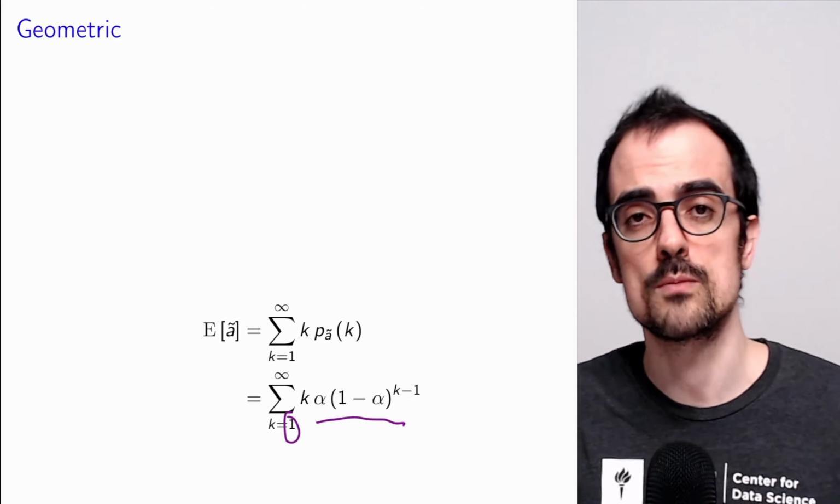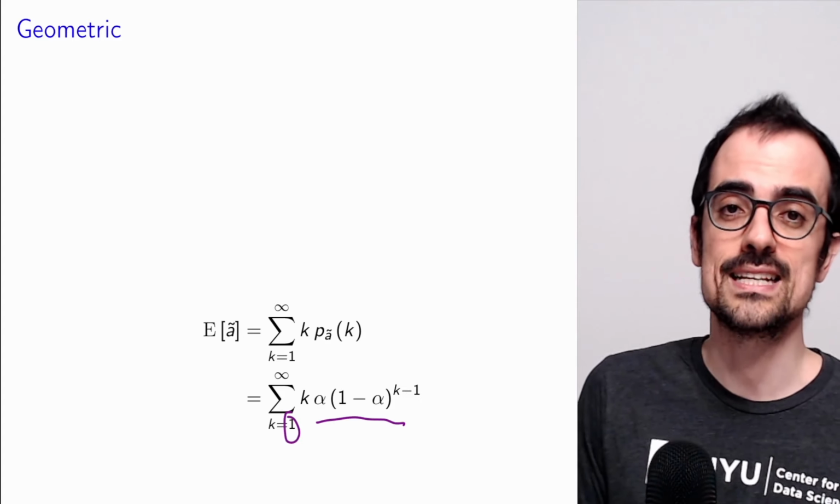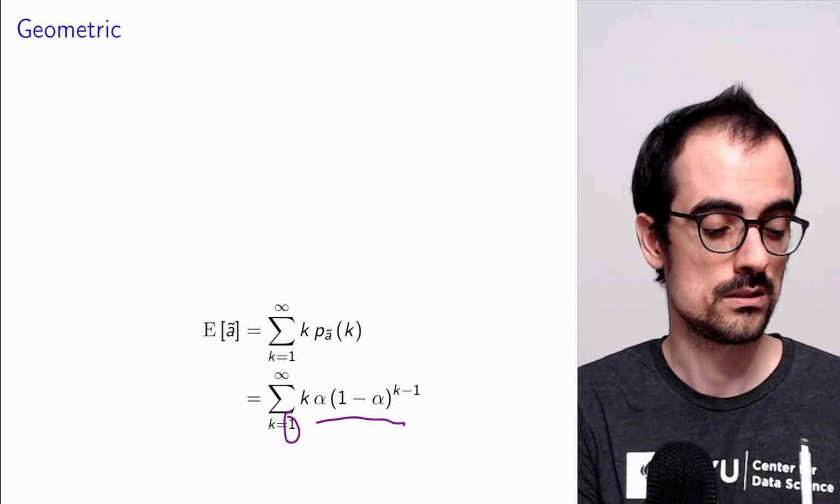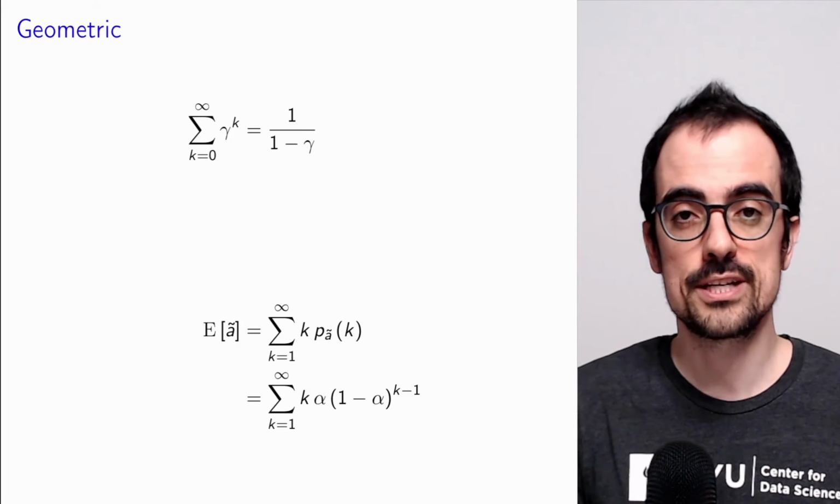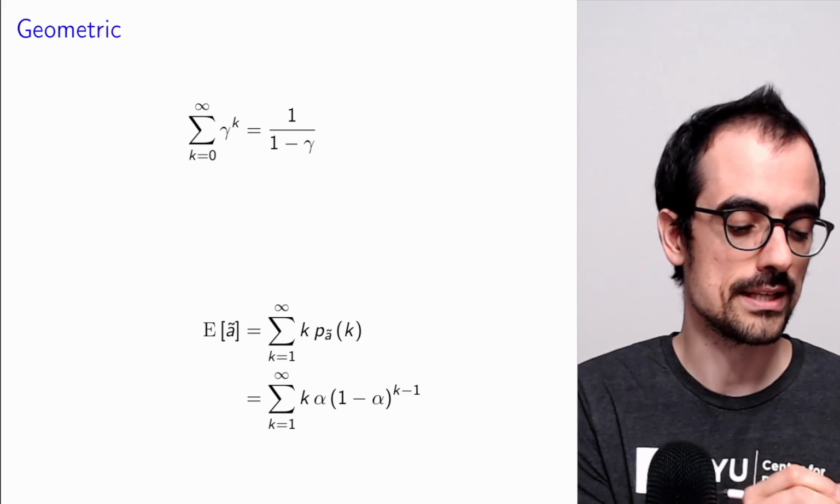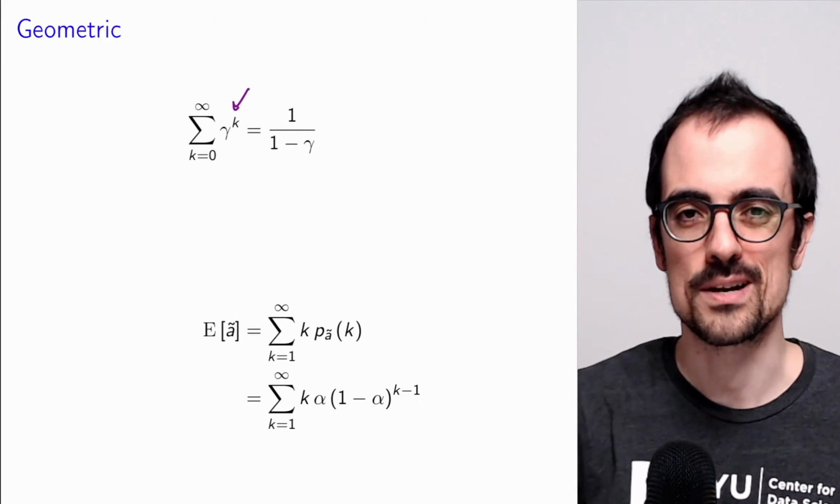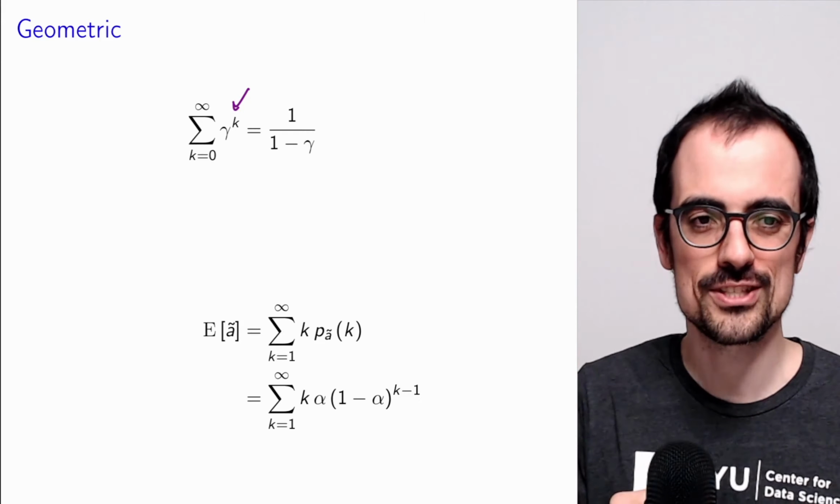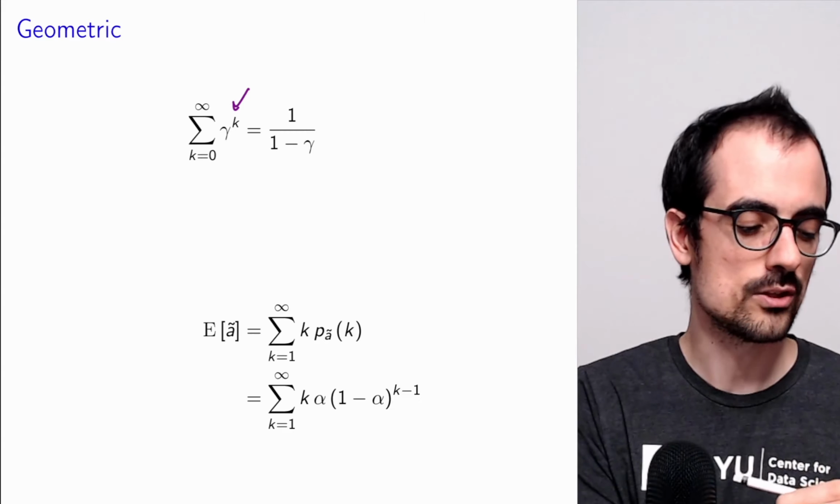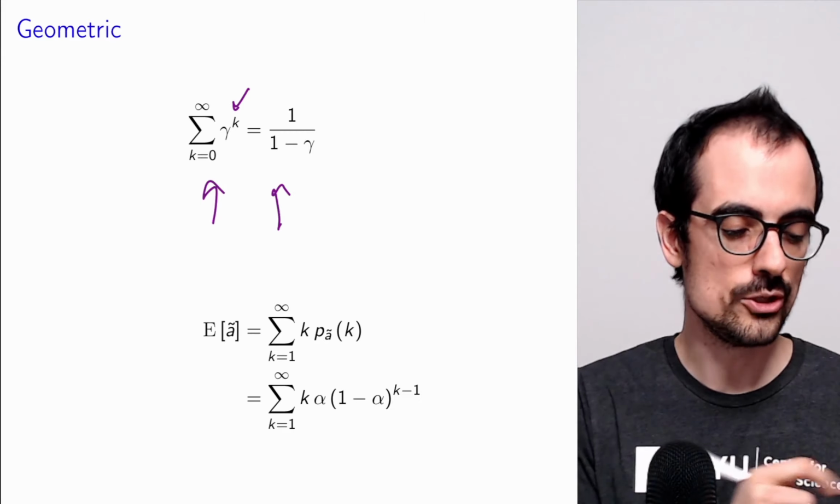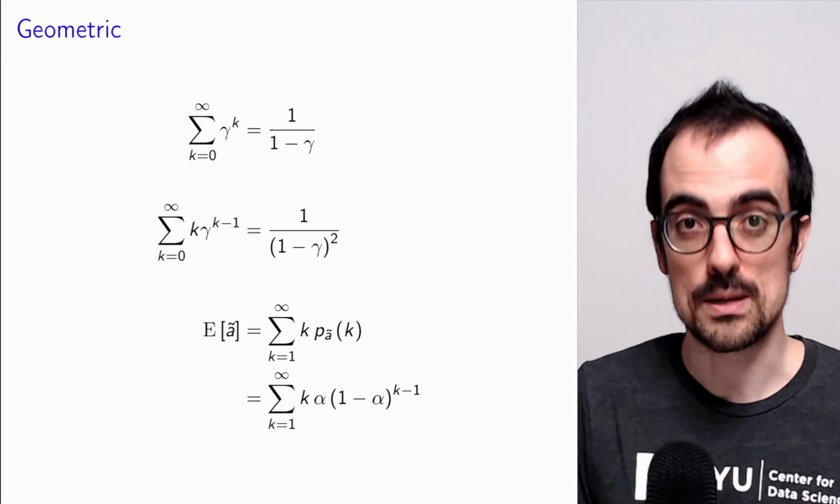And now in order to perform this sum, we're going to use an identity that comes from the geometric series. So here's the geometric series. You can look it up, but essentially the way it's obtained is by multiplying times 1 minus gamma and dividing by 1 minus gamma here, and then there are all of these cancellations. Now if we differentiate on both sides, we get this useful identity, which we're going to apply.